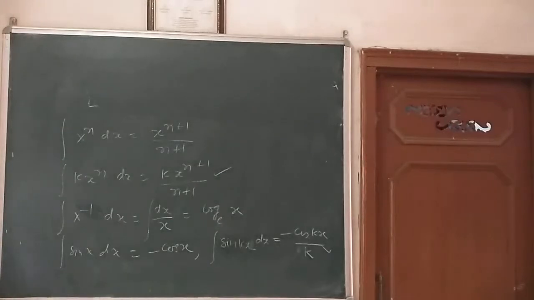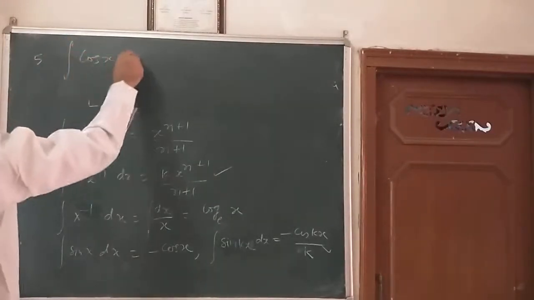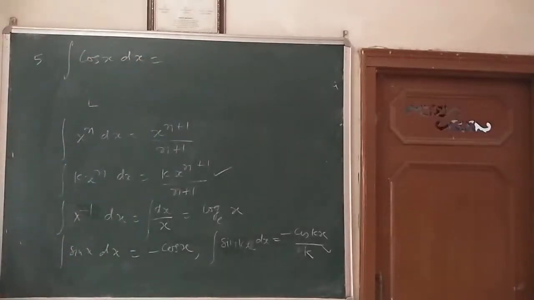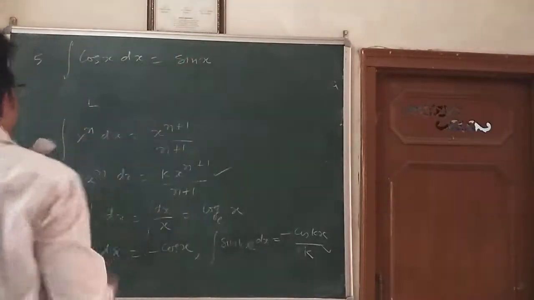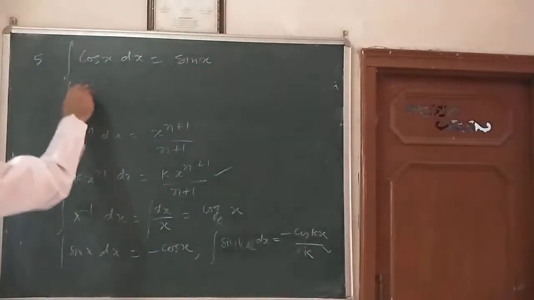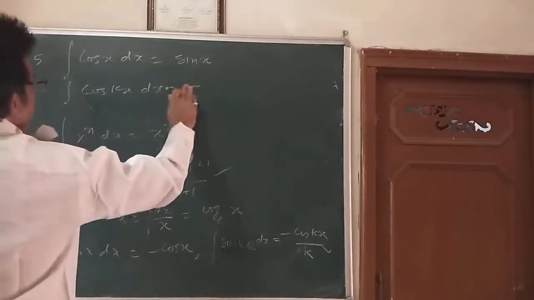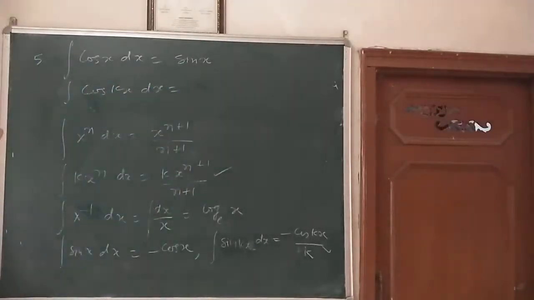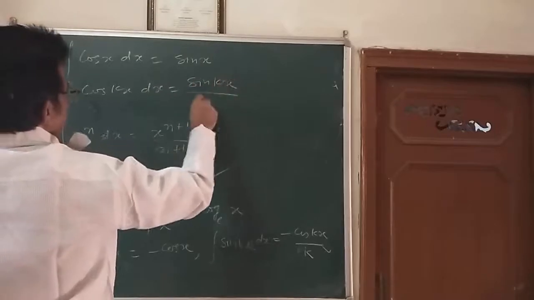Now, formula number 5. Integration of cos x dx is equal to sin x. Integration of cos kx dx is sin kx divided by k.